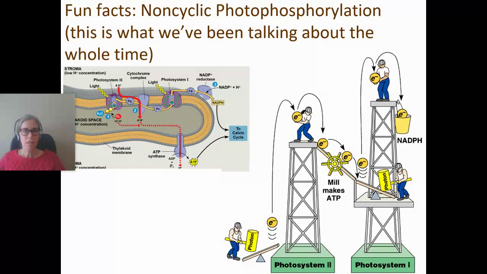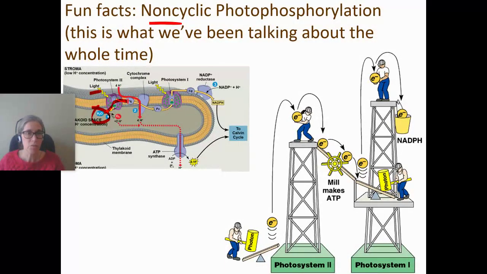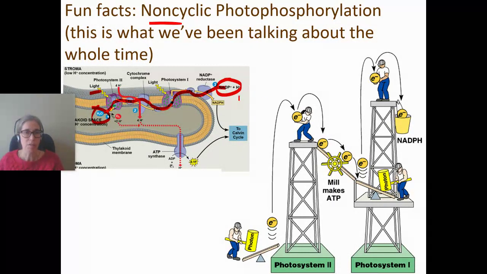Welcome to AP Biology. Today I want to talk to you about cyclic phosphorylation and compare it to what we've been doing this whole time, non-cyclic photophosphorylation. Non-cyclic photophosphorylation is what we've been talking about the whole time. Water is broken by light. Light gives the electron from water some energy, and the electron just moves through in one direction all the way to NADP+ to make NADPH. So that's non-cyclic. It's linear.